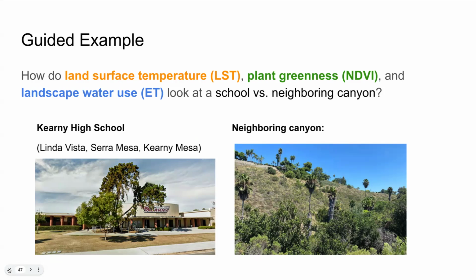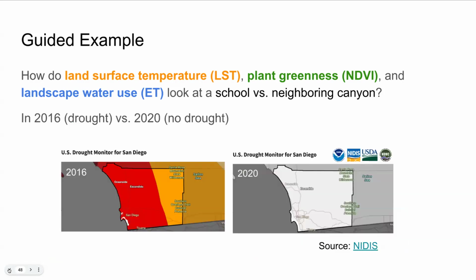So we're going to start this with a question, which is how does land surface temperature, plant greenness, and landscape water use look at a school versus a neighboring canyon? We'll just go to a local high school, Kearney High School. There's the school, and then very close to it is a big canyon. So we can explore those features in our map.